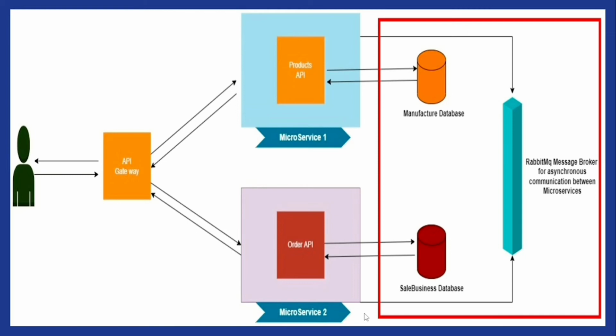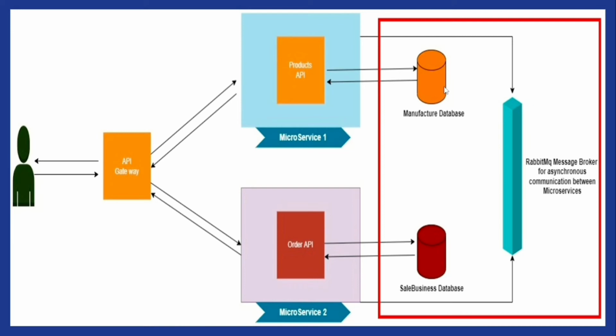Once that message is received from the message broker, we will create one more product table in the SalesBusiness database. This product table is a child table. The manufacturer database contains the parent product table with all the columns like product name, product description, product actual cost, product offers, everything inside that table. But here we are going to create a tailored product table.